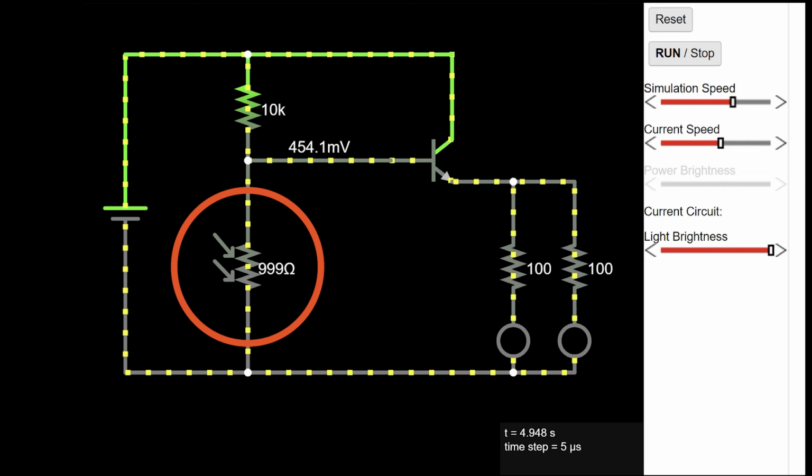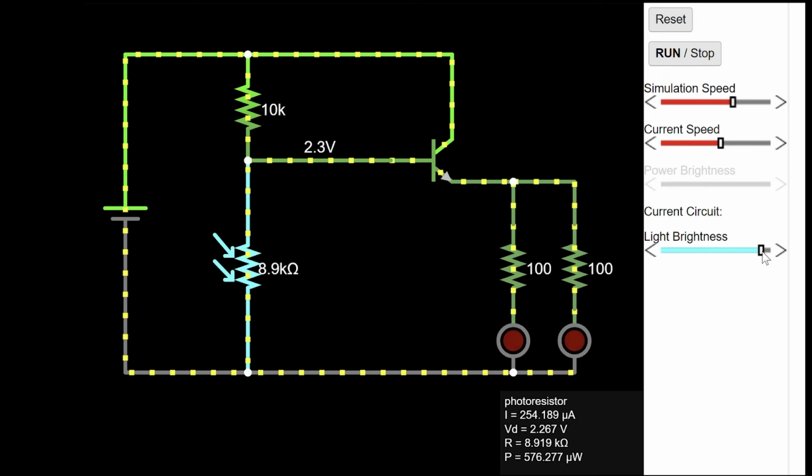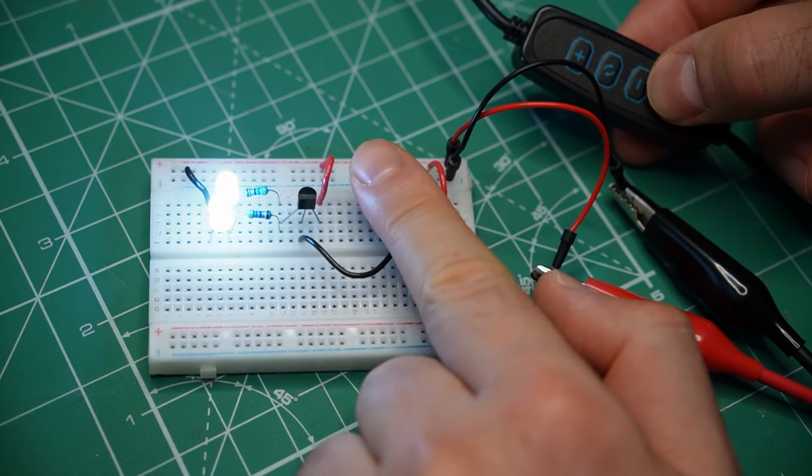When there is light on the photoresistor, its resistance is low, and the voltage at the base of the transistor is too low to turn it on. But when the lights go out, the resistance goes up, and therefore the voltage goes up. The transistor starts conducting and the LEDs start to glow.